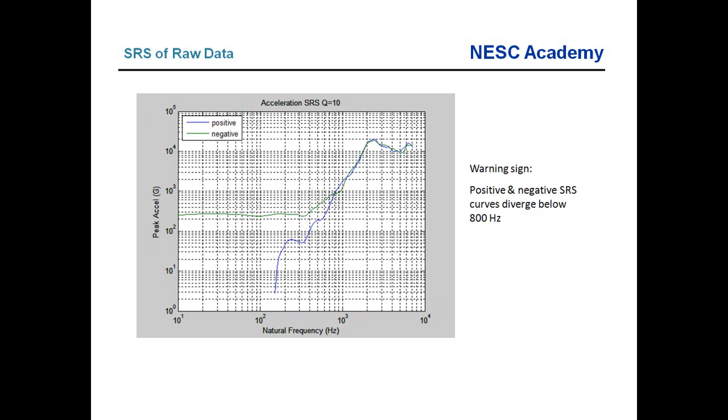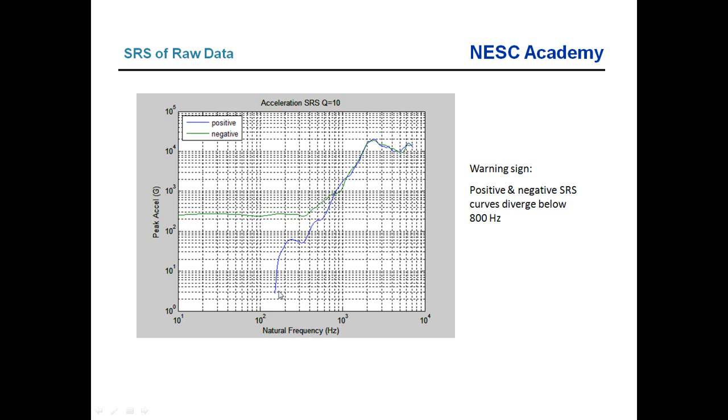Now, when we take an SRS of the raw data, we have acceleration SRS, Q equal to 10, and along the y-axis we have peak acceleration in G, along the x-axis natural frequency in hertz. In this case, the green curve is the negative, and the blue curve is the positive. Well, the SRS came up with some zero amplitudes for the peak positive response below about 150 hertz, and since this is a log-log plot, the MATLAB software was unable to plot those zero amplitude points, so those were just truncated, deleted from the plot. So that's why you see this blue curve just falling off and then it just stops.